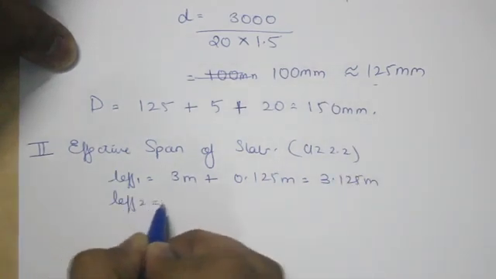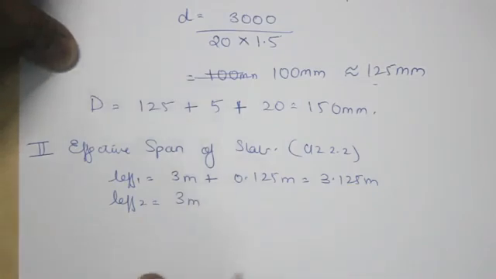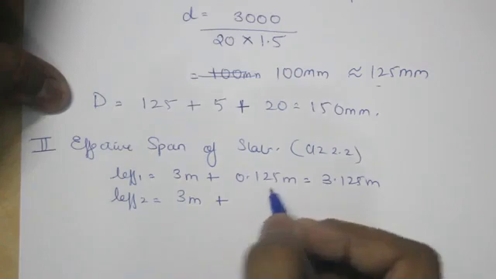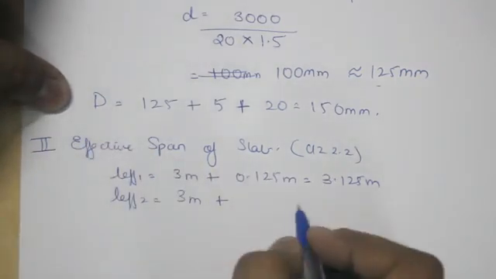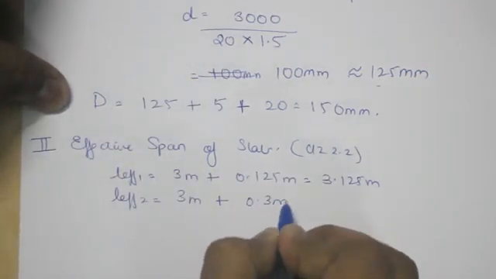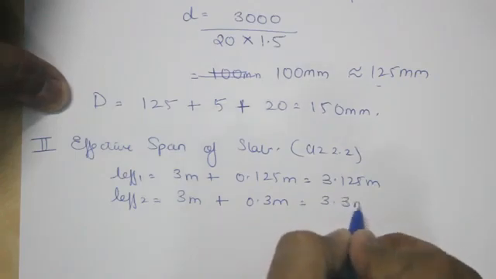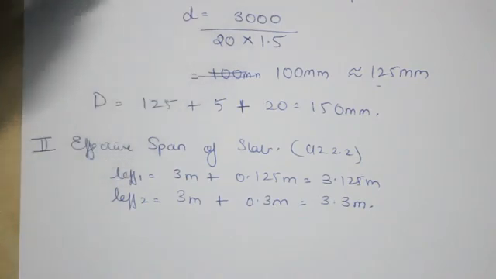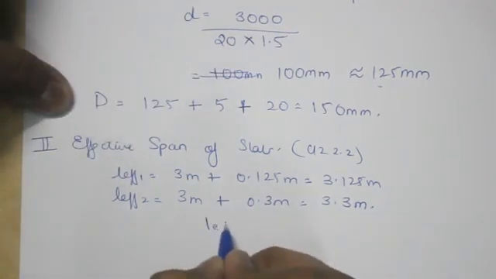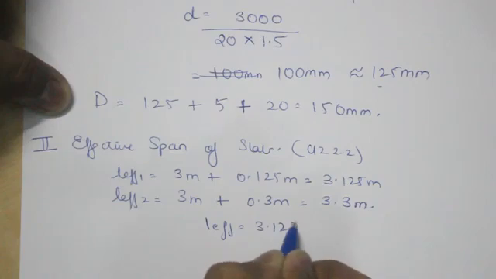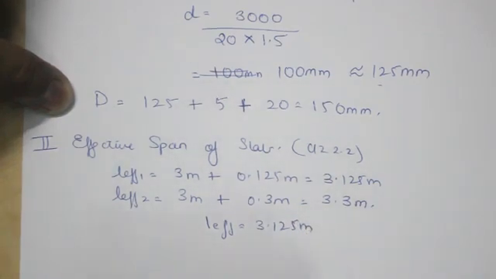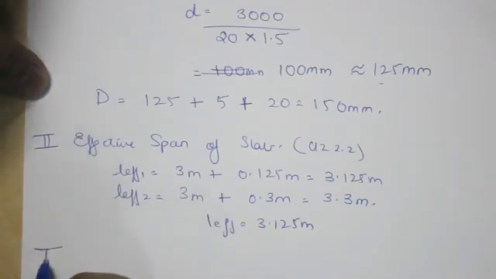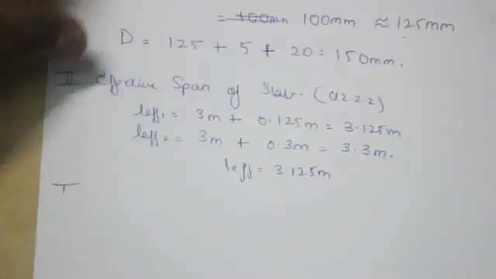And in the second case it should be the span of the slab plus the size of the end supports. So if we assume that the end supports are of 300 mm, that would be 0.3 meter, and the total would be 3.3 meter. So out of these two we have to choose the smaller value. So our L effective would be 3.125 meter. So in all the further calculation we will use this value of the effective span. Now the third step would be to calculate the load.